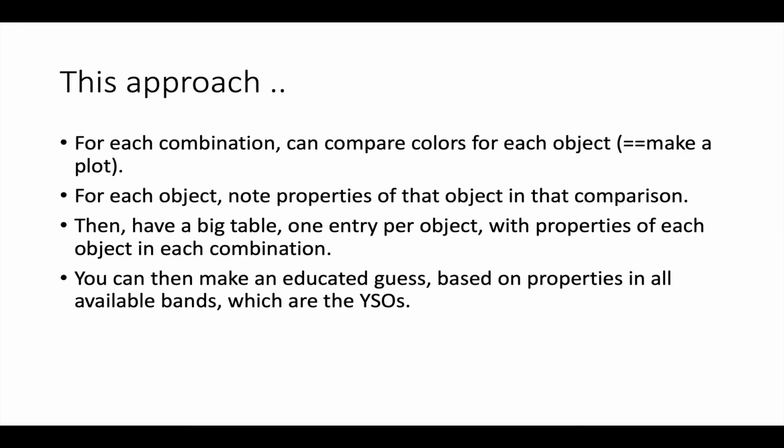So again, just like for Rob's approach, you compare colors for each object by making plots. You keep track of where that object falls in those plots. You have a big table with all the accounting set up properly, and then you make an educated guess based on which ones you think are going to be the young stars.